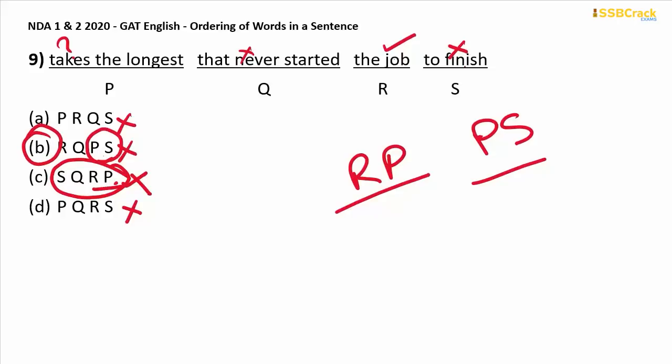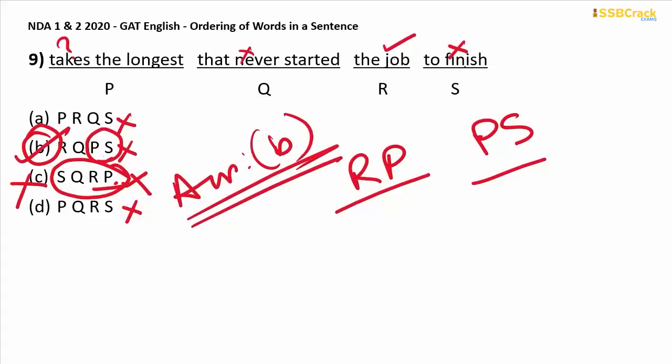Okay, so RQPS, let's try it out again. The job that never started takes the longest to finish. Now this is sounding like a complete sentence. So obviously not option C, but option B will be your answer. So it's very important that when you are finding out the connecting link, you are also applying the combination where you have found out the connecting link, and try to read the entire sentence to see for yourself if that sentence is complete or not. If it is not complete, then that is not your answer.